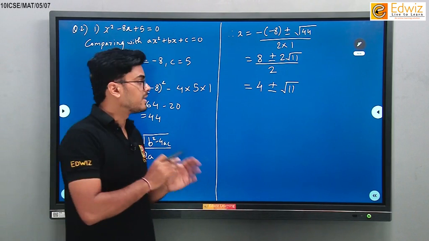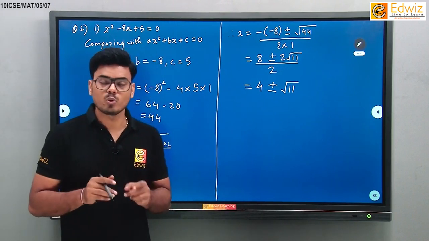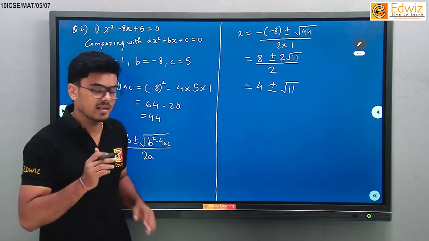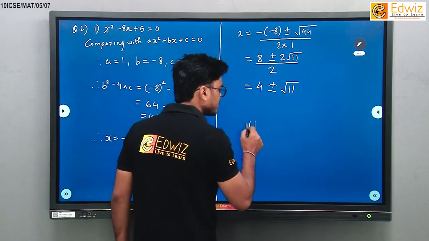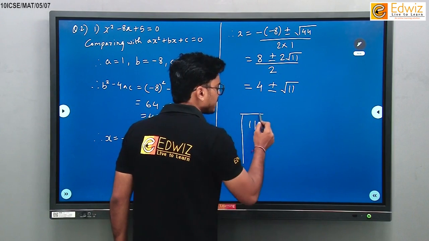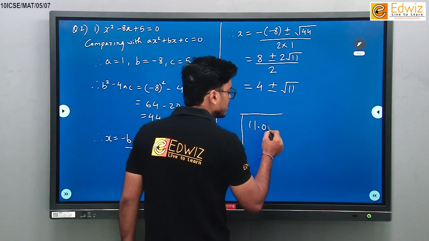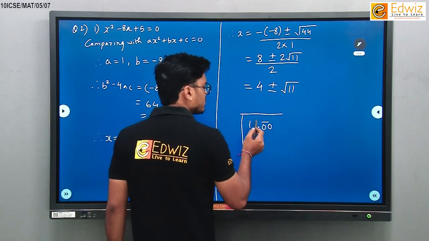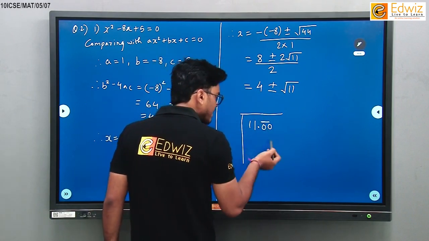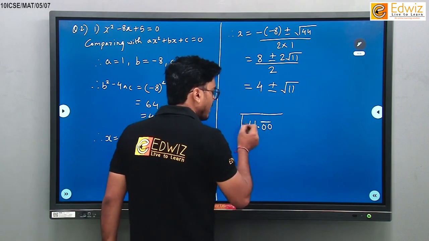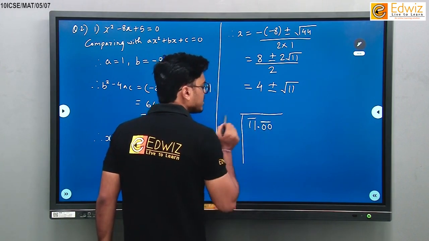Now remember, here we have to write the solution correct to 1 decimal place. So for that we'll have to solve this root 11. Let us see what is root 11. Use again the long division method. So we need decimal values also. So I'll assume 11.00 as the next two values. So this is one pair. Remember, after the decimal you immediately start making pairs, and before the decimal start from the units place.